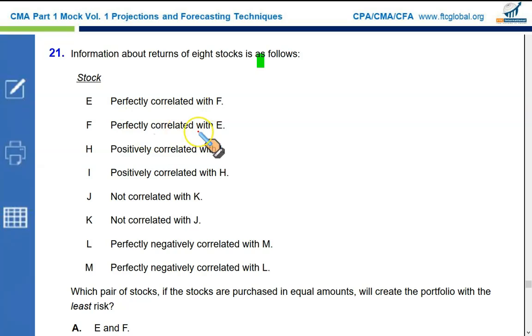F is perfectly correlated with E. Perfectly correlated. Is it negative or positive? Not given, so we can't say anything about E and F. We have to be given whether it is perfectly negatively correlated or perfectly positively correlated.